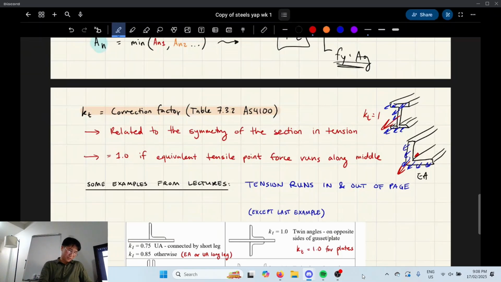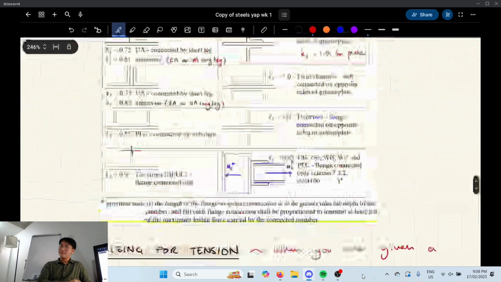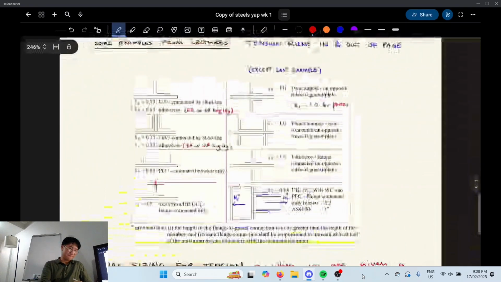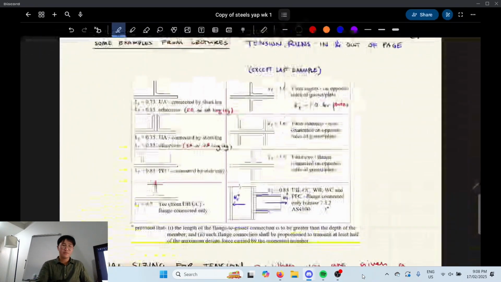There's a bunch of rules for it that are going to be found here. This is from lecture slides, but you can just look through the table.